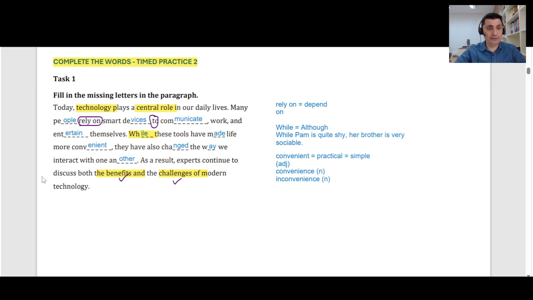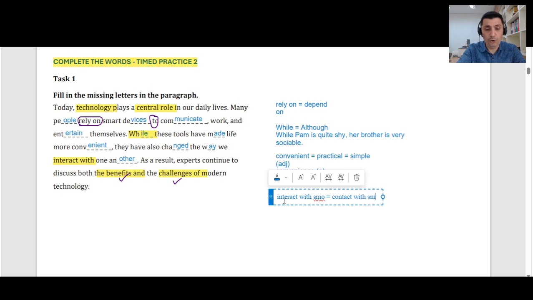Here, there's another beautiful vocabulary item, interact with someone. So if you don't know this vocabulary item, interact with someone is the same as contact with someone, or communicate with someone. So it's a very common word actually. Communicate with someone.